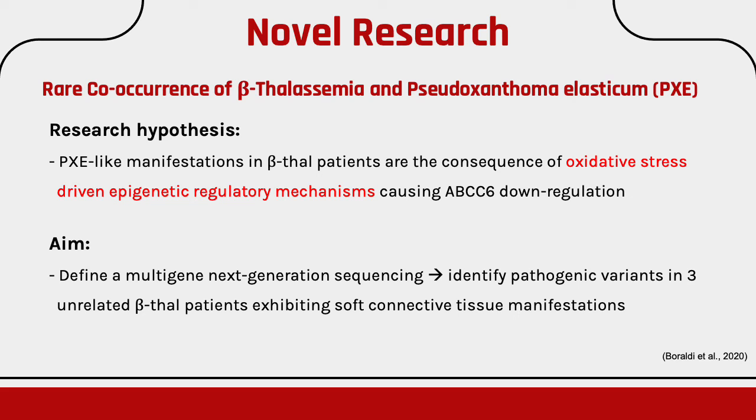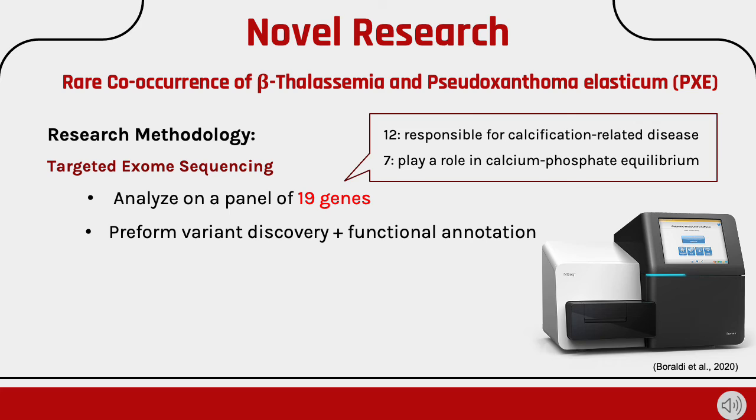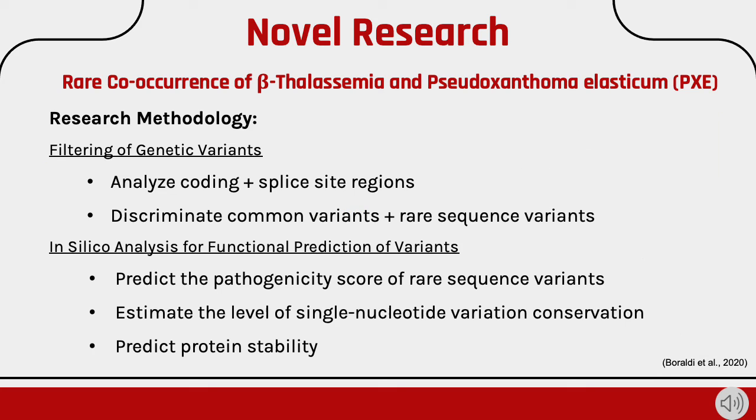causing ABCC6 downregulation. In the research, 3 unrelated beta thalassemia females with PXE-like manifestations were observed. In targeted exome sequencing, we analyzed a panel of 19 genes in total, in which 12 of them are responsible for calcification-related disease and 7 of them play a role in calcium phosphate equilibrium. In this technique, we perform variant discovery and functional annotation.